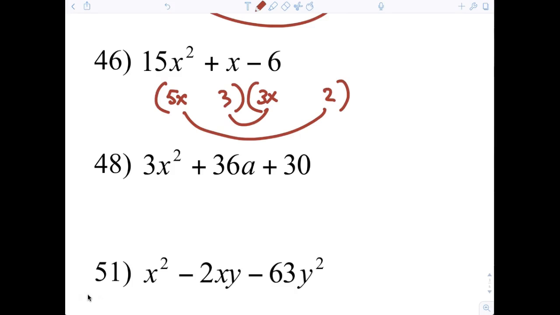9 and 10, which could make 1. Aren't they both negative? No, the 3 is negative. The 2 is positive and the 3 is negative.